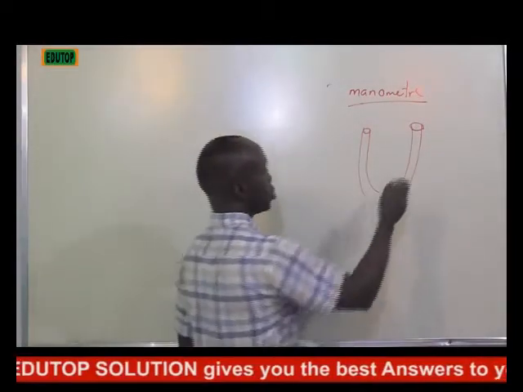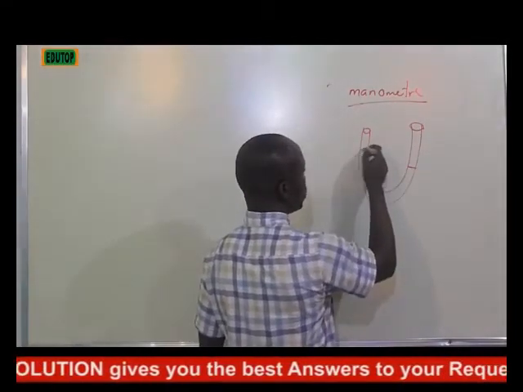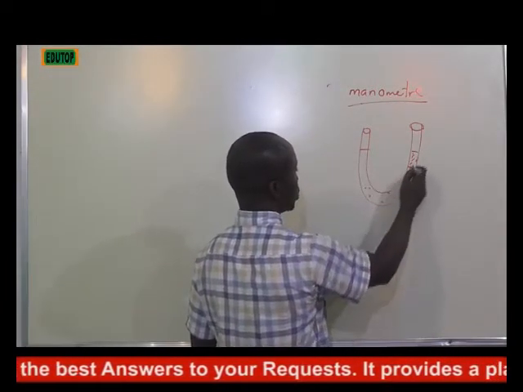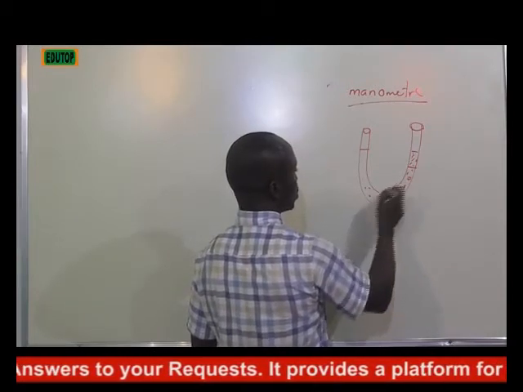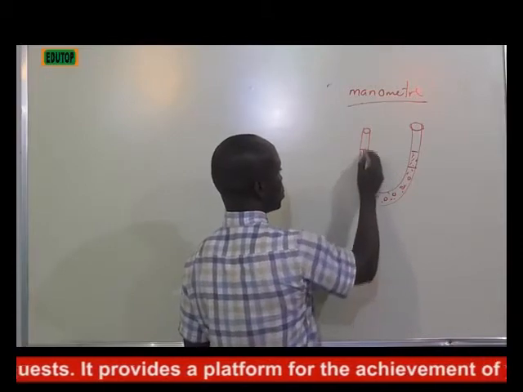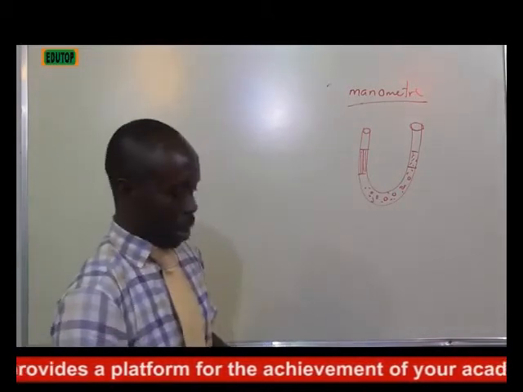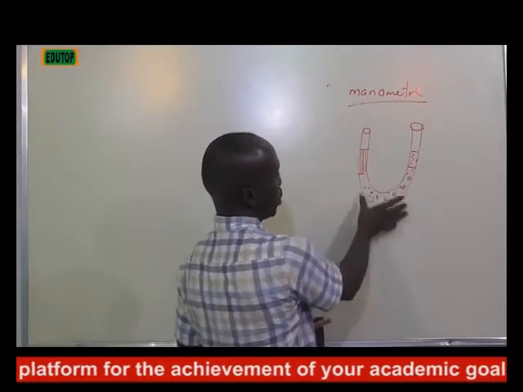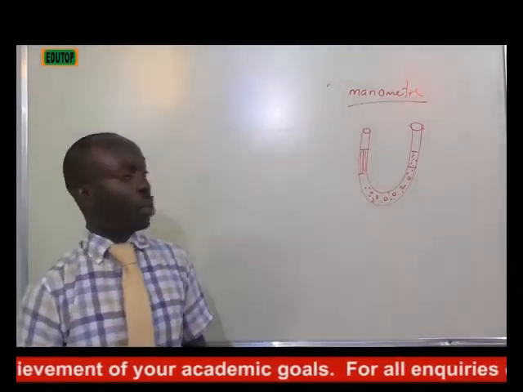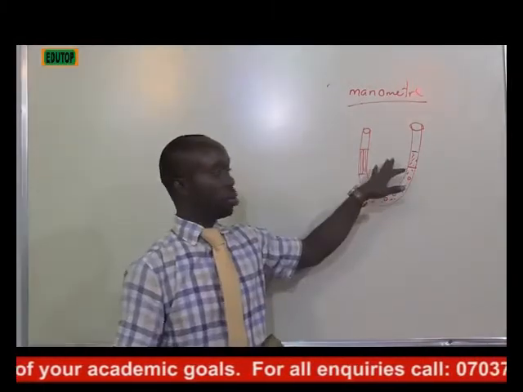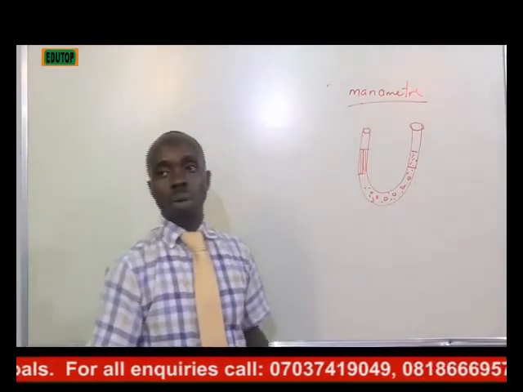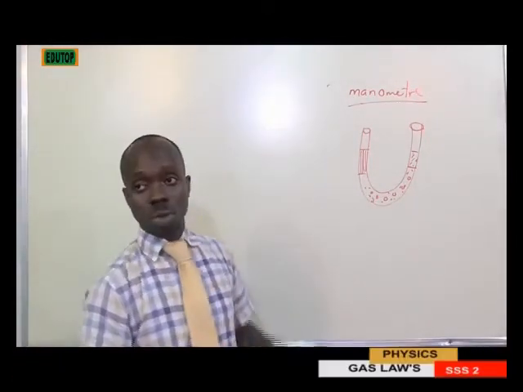Now at this junction, two different liquids can be put into the same apparatus, or even three. I have something like this. You can also have something like this. Here we can have one liquid, here another liquid, and here another. They are all apparatus used to measure the pressure of gases with respect to atmospheric pressure. These are the major tools being used.